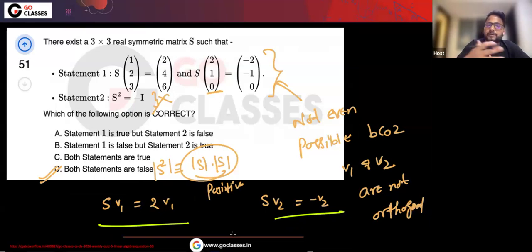This same question, a similar question, I think has been asked in CMI. So you can just check that question. I don't have that question as of now, but a similar question has been asked in CMI also. CMI means Chennai Mathematical Institute.